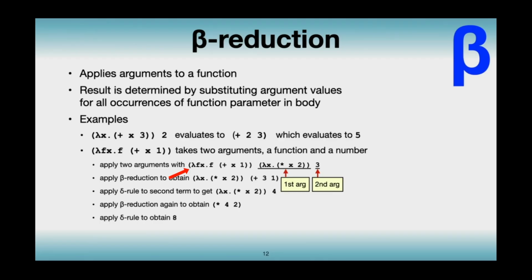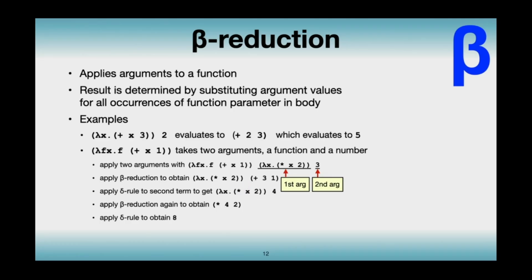So if I take this function here and I substitute it in place of f, I get this. And then here's the x plus 1 part. I substitute the 3 for that x, and now we're down to here. Okay, so there I've done a beta reduction. Now I can apply the delta rule to evaluate this piece. That's clearly 4, and so I can just do that substitution.